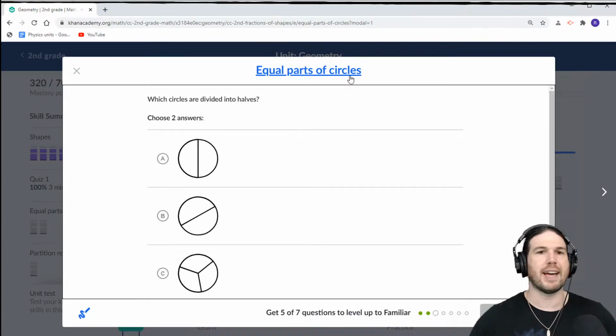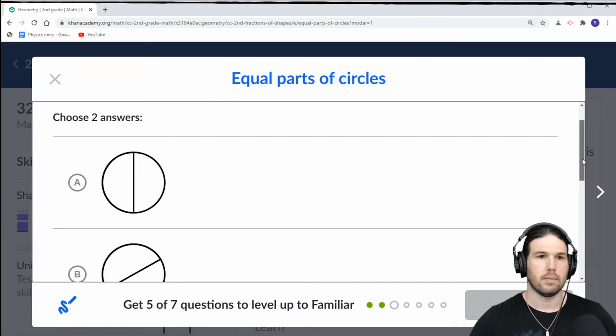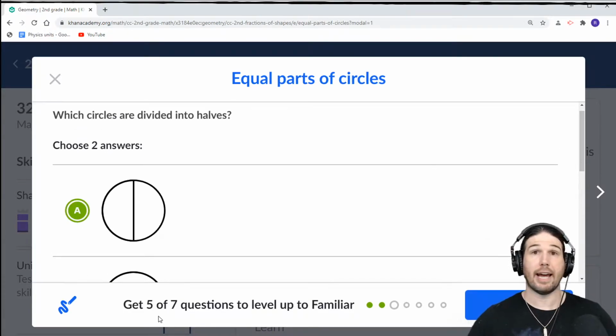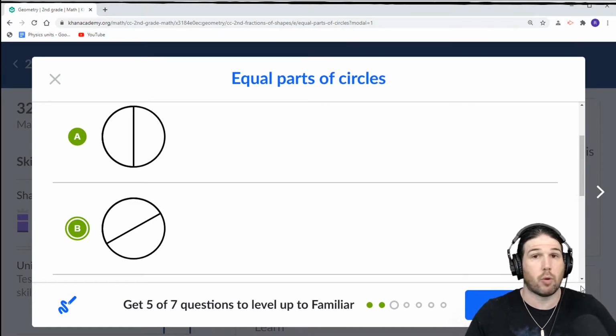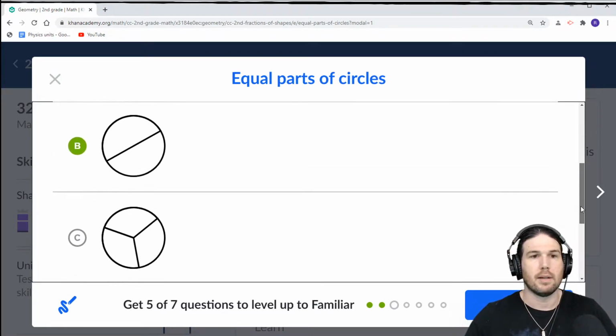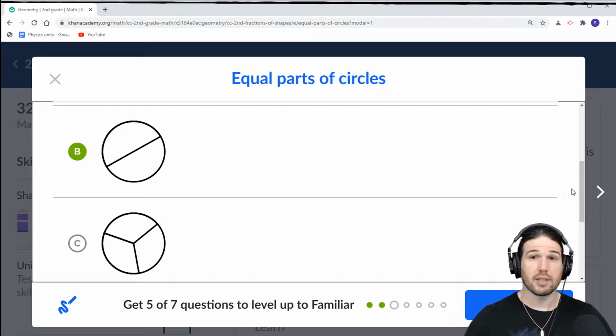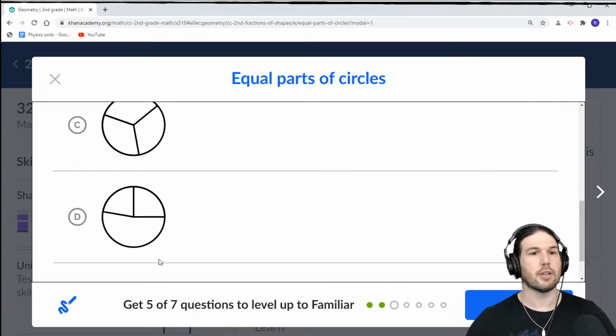Which circles are divided into halves? Well, A looks like it's cut in half. We have 2 equal pieces. B looks like it's cut in half. Just because it's a diagonal line doesn't change the fact that it's still cut into 2 equal pieces. C looks like it's cut into thirds. And D looks like it's just cut weirdly.